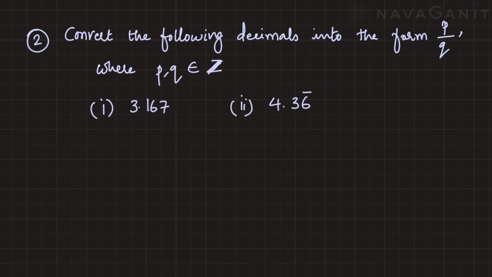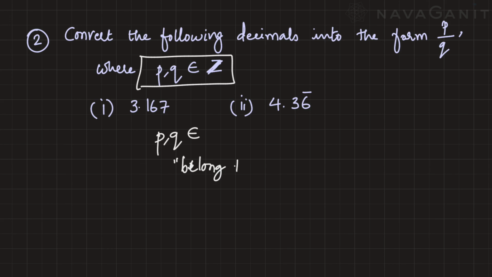Next problem is to convert given decimals into the form p by q, where p and q are integers. When I say that p comma q belong to the set of integers, this is how I write it: p comma q, this symbol denotes belongs to, the set of integers, belongs to Z. So how do I do this?